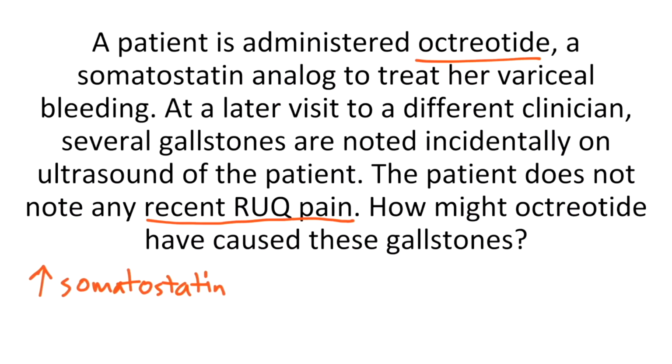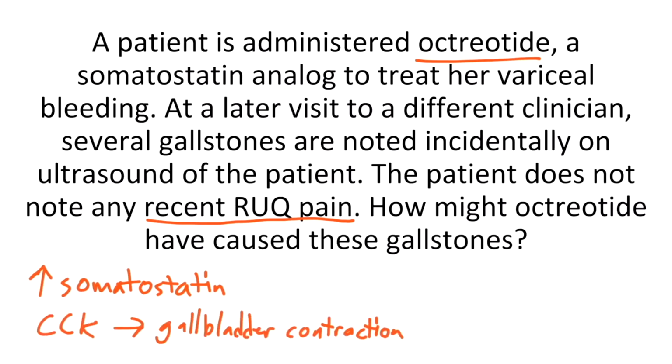So at a separate visit to a different clinician, gallstones are noticed on ultrasound. Now, what hormone mediates gallbladder contraction? Well, it's CCK. And if somatostatin will inhibit CCK release from the I cells, then the gallbladder will be less likely to contract. So decreased CCK will lead to decreased gallbladder contraction. And as we discussed in section 4 of this chapter, if there's no gallbladder contraction, then there will be increased bile stasis, which increases the risk of cholesterol precipitating out.